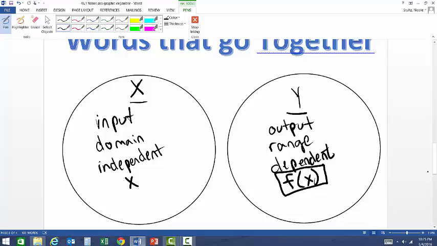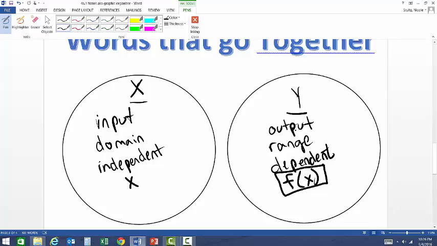So I might say, what's the domain? That means, what are the X values? I may say, what are the independent coordinates? So you would say the X coordinates. I might say, what's the range? Meaning, what's the Y coordinates? What's the dependent variable? What's the Y variable?